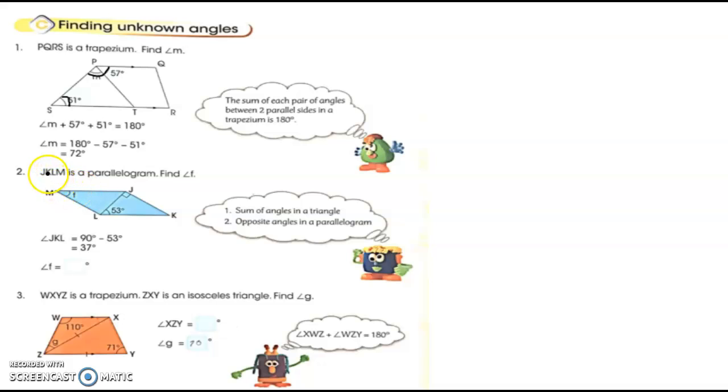Now JKLM is a parallelogram. You know, in a parallelogram, opposite sides are parallel, and opposite angles are equal. So this capital F and this small f will be equal, isn't it? But luckily we need to find out f, right? So we know that these two angles are equal because in a parallelogram opposite angles are equal.